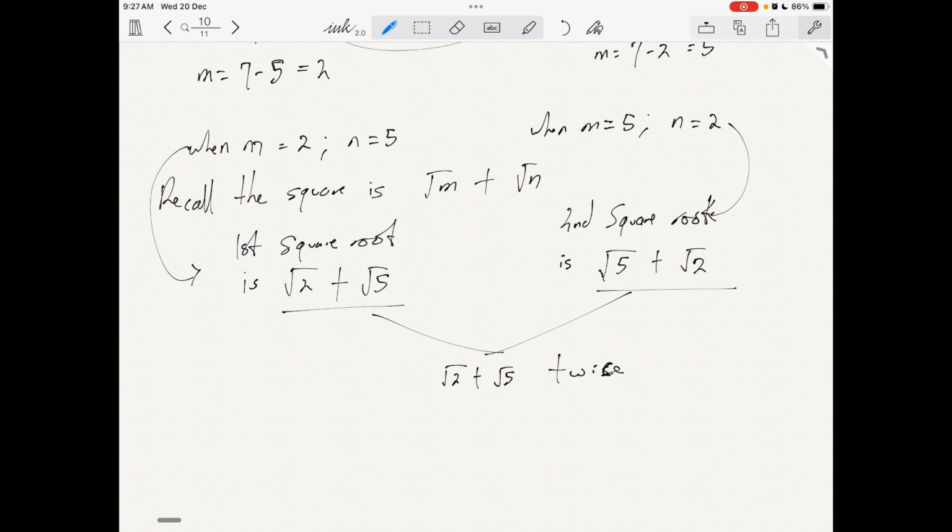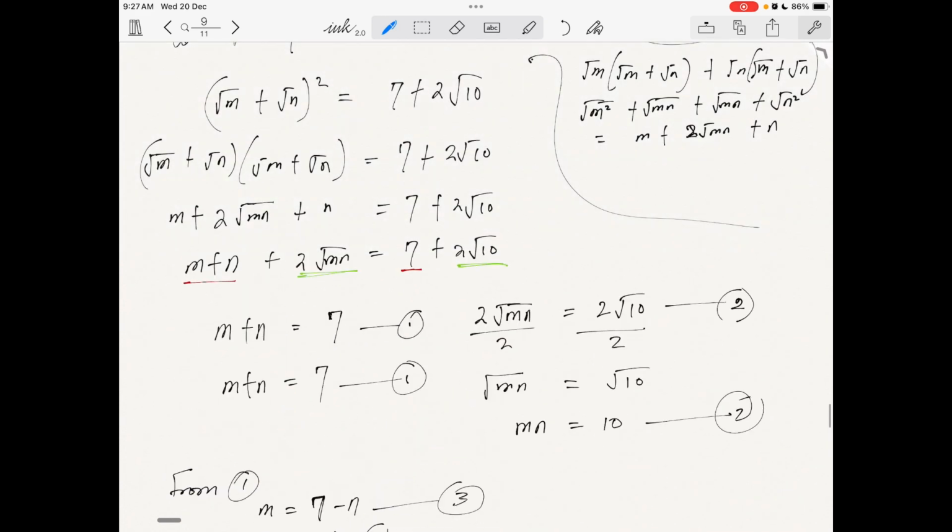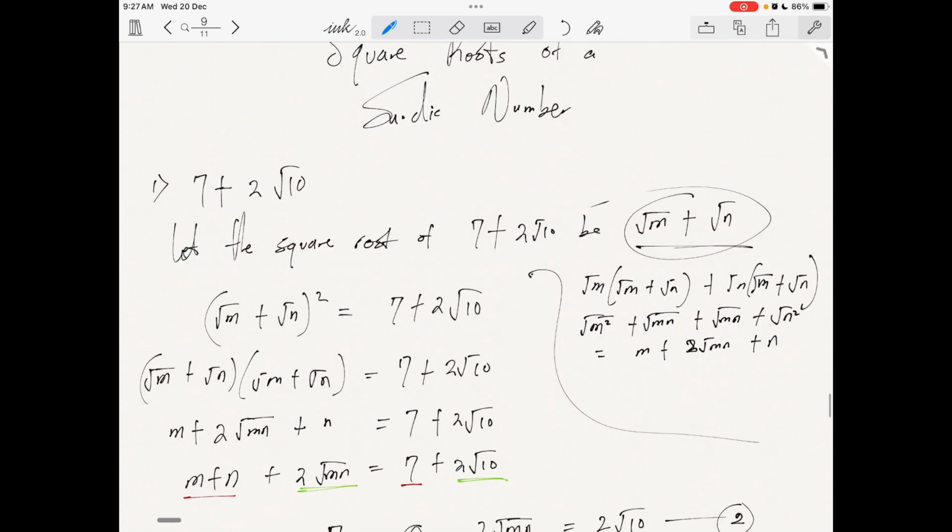In conclusion, we can say that the square root of 7 plus 2 root 10 is root 2 plus root 5 twice. So let's recap on what we did before we move into the next example.